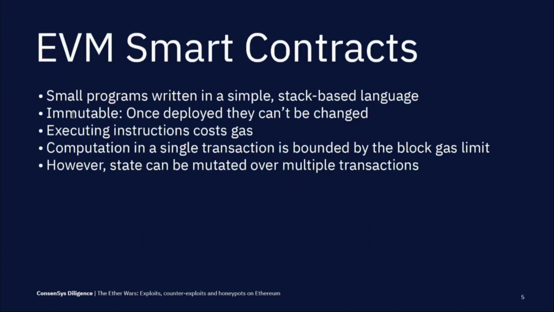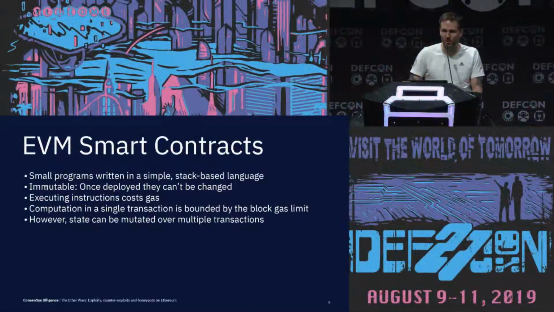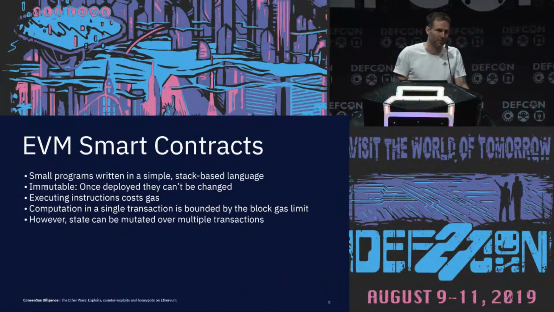So what makes Ethereum different from Bitcoin is that you have a lot more flexibility of how transactions can change the blockchain, so you can deploy small immutable programs called smart contracts, which are basically chunks of bytecode written in a simple stack-based language.